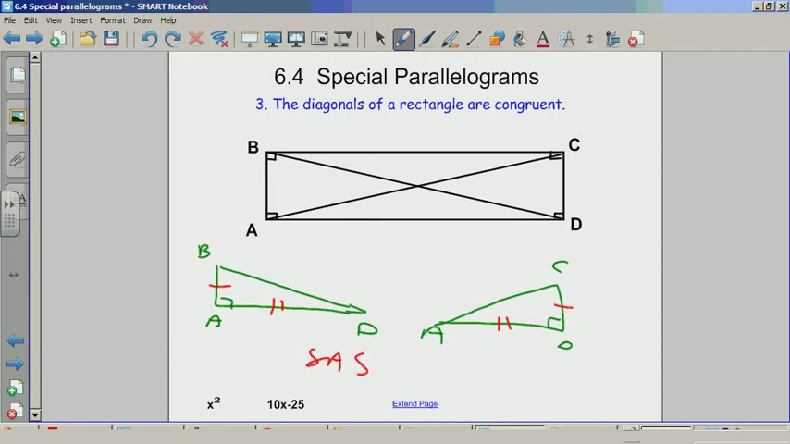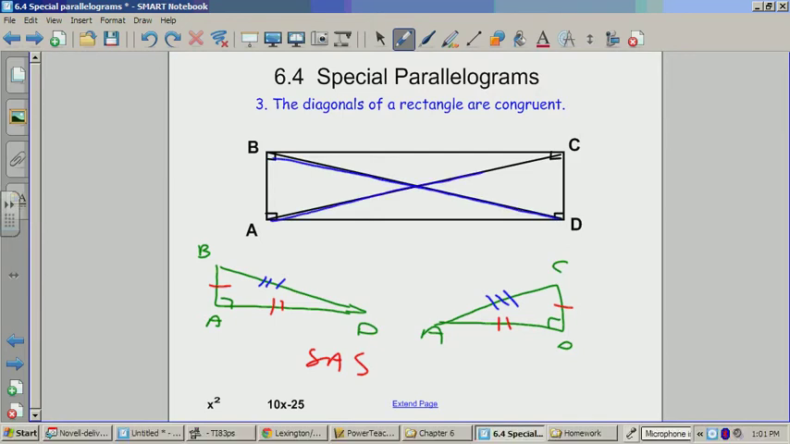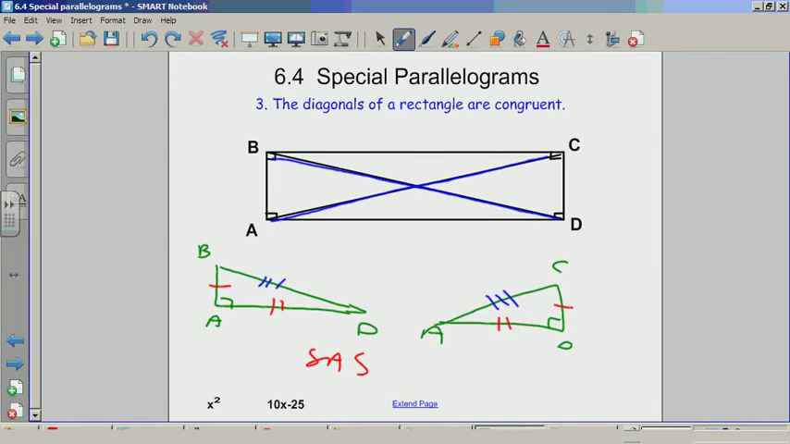If the 2 triangles are congruent by side angle side, all their corresponding parts are congruent. So therefore, by CPCTC, BD must be congruent to AC. That's what we were trying to prove. This diagonal BD is congruent to this diagonal AC. The 2 diagonals of the rectangle are always going to be congruent.